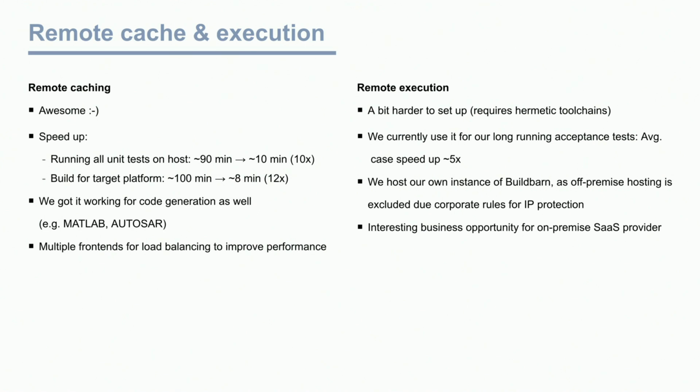The remote caching server itself, we actually host multiple times for better load balancing, but this is, I guess, more like a technical detail. We are also using remote execution. However, we had a bit harder time to set this up correctly. The thing is, it requires way more hermetic toolchains, something where we screwed up a bit at the beginning. However, we're currently using it for our long-running acceptance tests, and there we are able to speed them up on average about 5 times compared to how fast we were before.